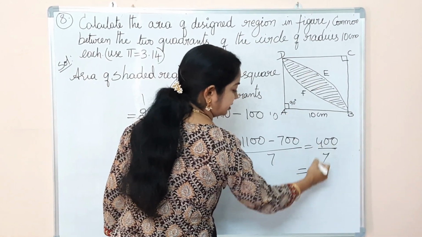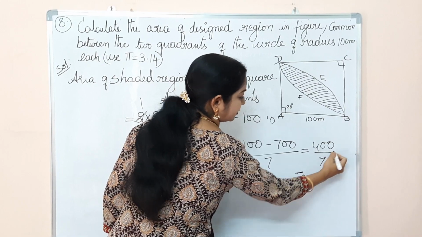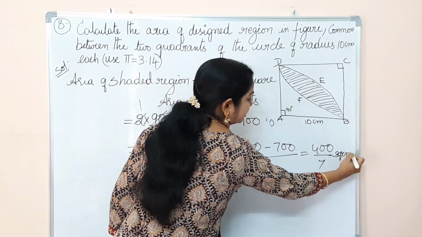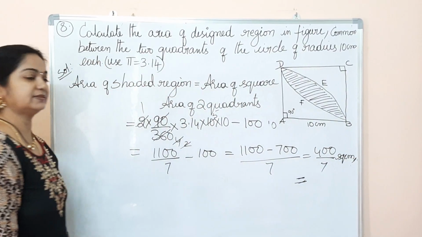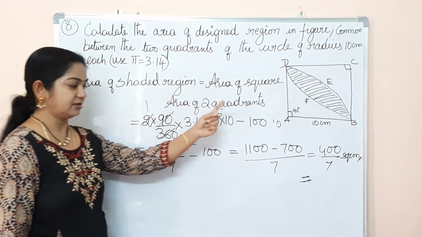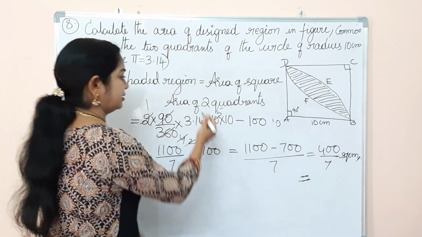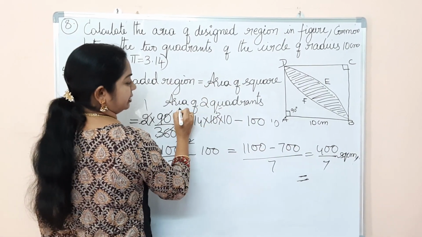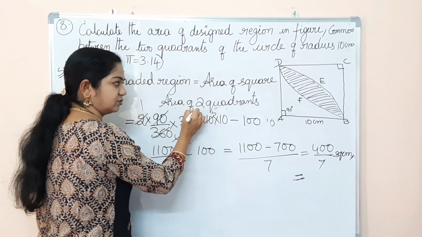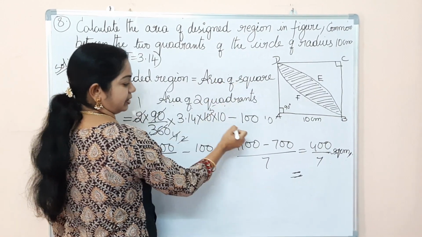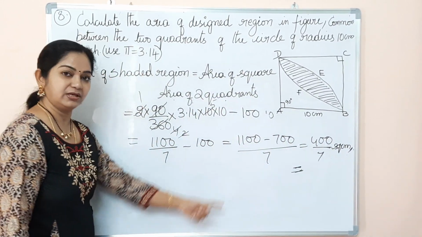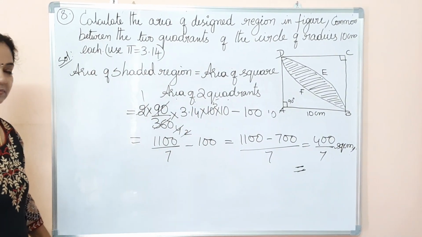So you simplify it, you will get the area in square centimeters. What I did here is that since the design part has been repeated in both the quadrants, I subtracted the area of the square from the area of the two quadrants. So that we will get 400 by 7. You simplify it and make it into a decimal.